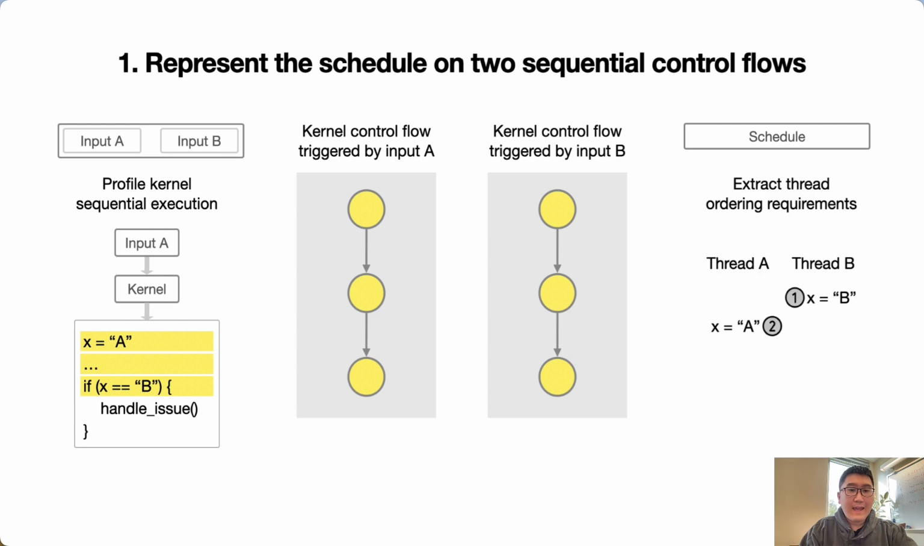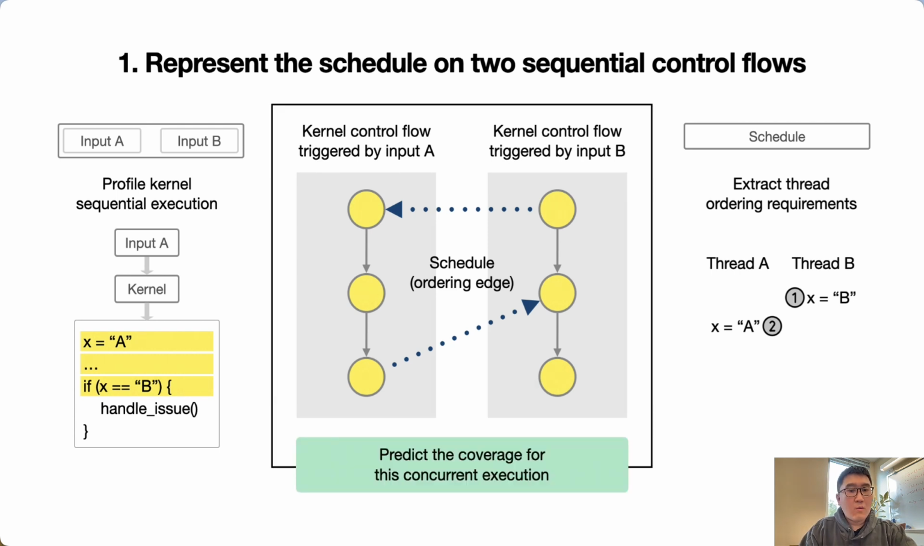What we will do is extract the ordering requirements from the schedule we're planning to test. For instance, we hope to run this code before another code. Because these ordering requirements are relations, naturally they can be represented as edges based on these two control flows. Once these two control flows are connected using schedule edges, we can see that this graph can represent a concurrent execution we want to run. And this is what we will provide to the model and ask for the coverage prediction.